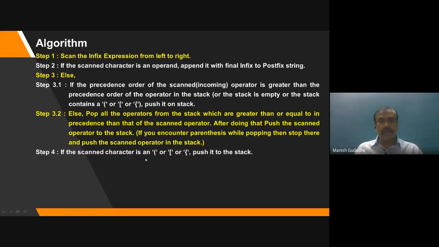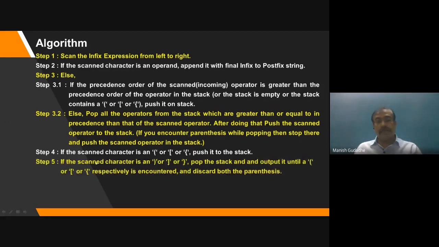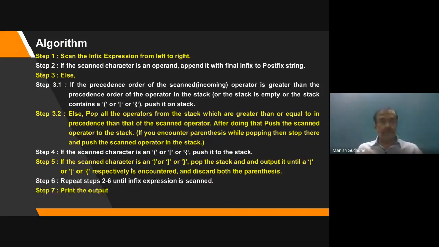If the scanned symbol is an opening parenthesis, push it onto the stack. And if the scanned symbol is a closing parenthesis, that means all the operators which are pushed on the stack need to be executed in that reverse order. So go on popping the elements till you get the opening brace back, and then repeat this for all the symbols. So we'll come back to this algorithm once we go through the example.